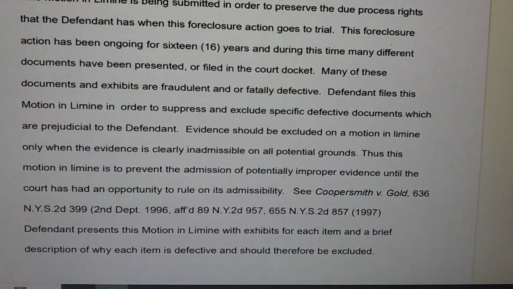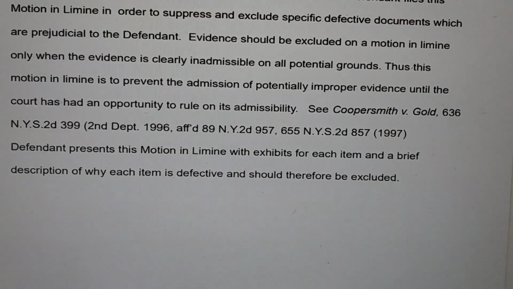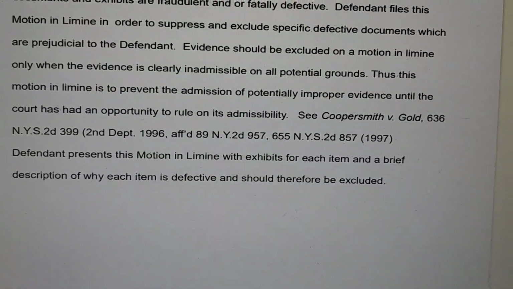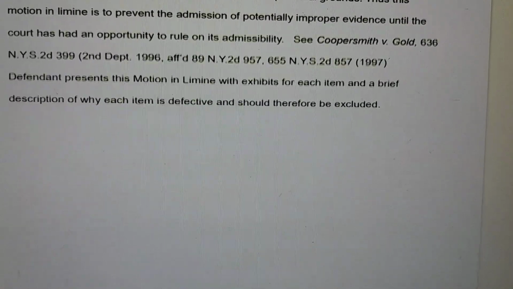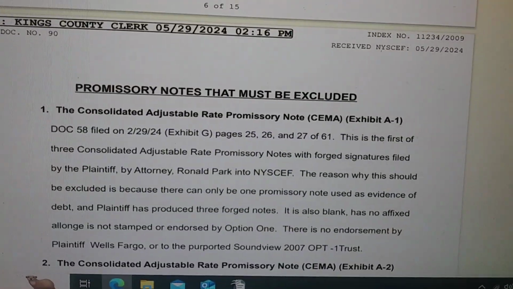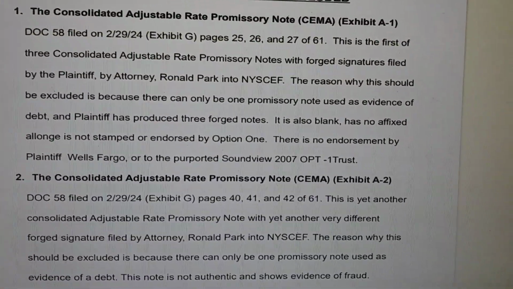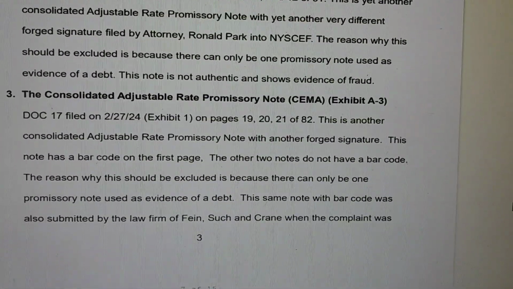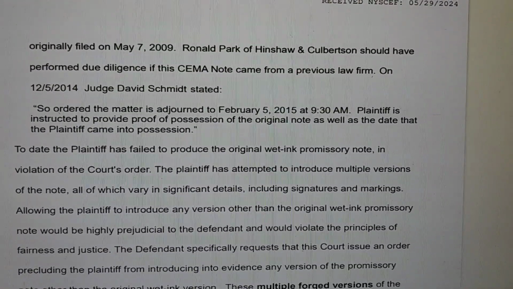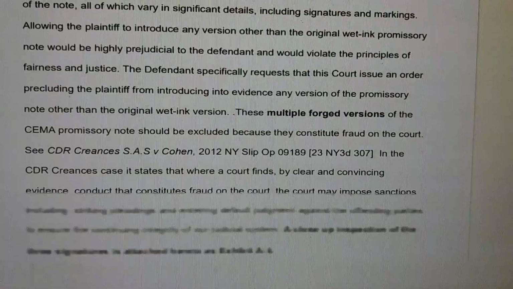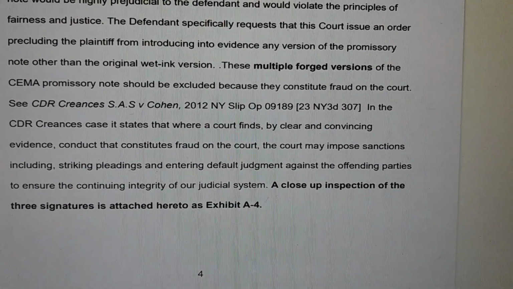And then it has case law. All right, so we're going to talk, and it says defendant presents this motion in limine with exhibits for each item and a brief description of why each item is defective and should therefore be excluded. And you can see the promissory notes, and we go over this. I have the forged signatures, A1, A2, and A3. And then A4 is a close-up inspection of all of them. And then we got some arguments in case law here, close-up inspection.